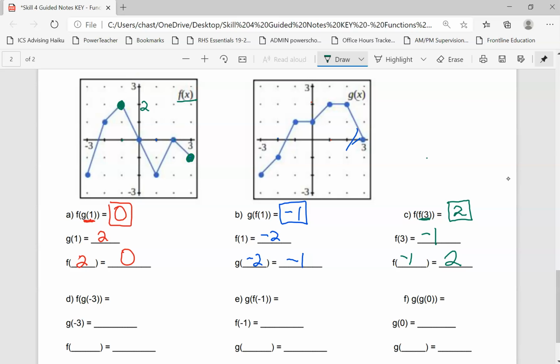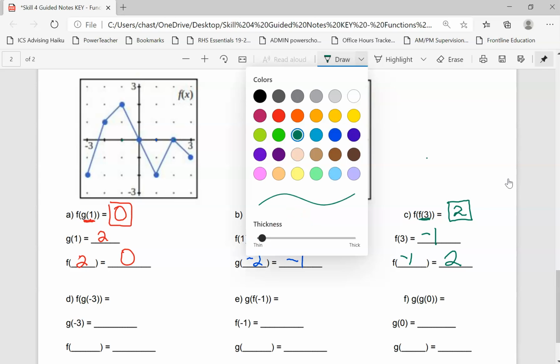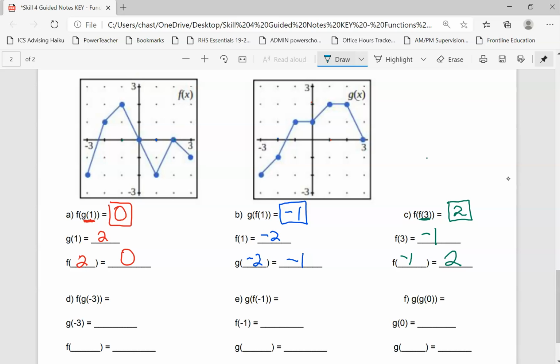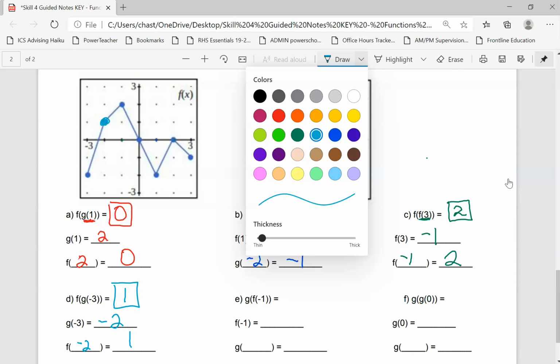All right, I'll do a couple more quick examples here, a little bit quicker. We'll certainly discuss these tomorrow as well, or I guess it's not tomorrow, depending on when you're watching this. We'll discuss these next class. All right, f of g of -3. First I look at g, and I look for -3, and that gives me a value of -2. Now I'm going to find f of -2. I go over to -2, and I get a value of 1. So f of g of -3 is 1.